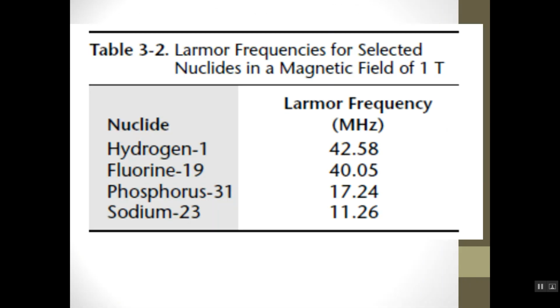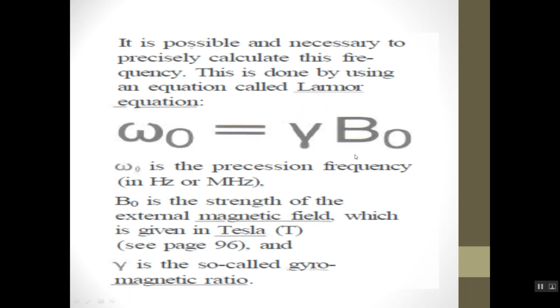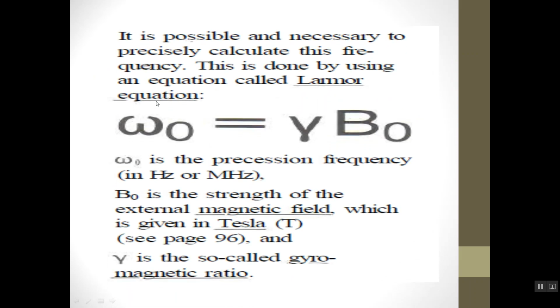So when I apply 1 Tesla, the Larmor frequency will be 42.5. When I apply 1.5 Tesla, the Larmor frequency will be higher, and at 3 Tesla, the Larmor frequency will be higher, and so on. Increasing the external magnetic field, from this equation, will cause a higher Larmor frequency.